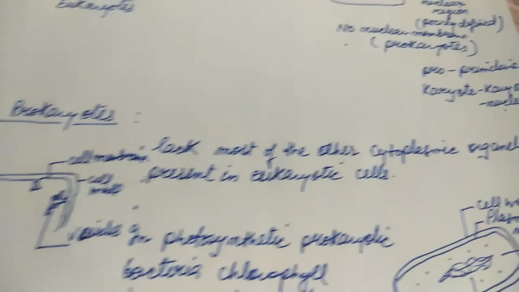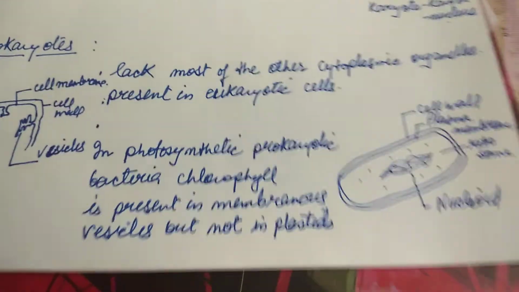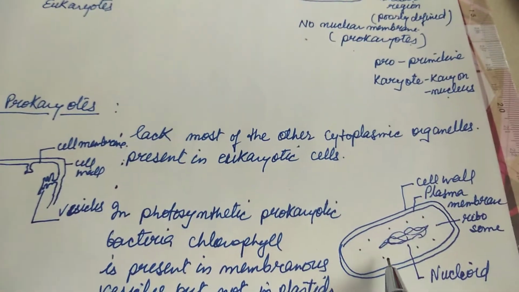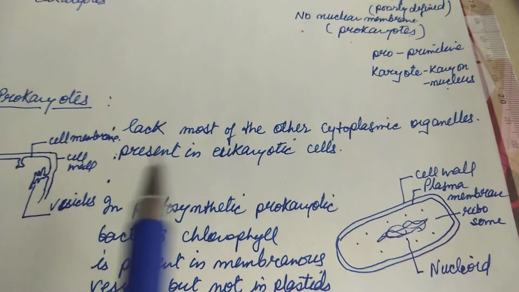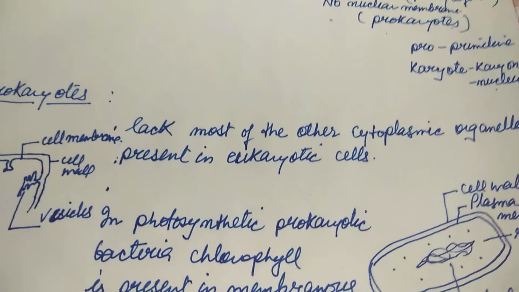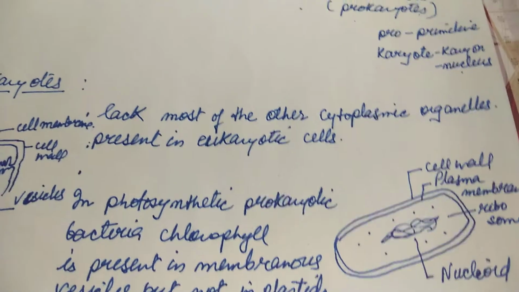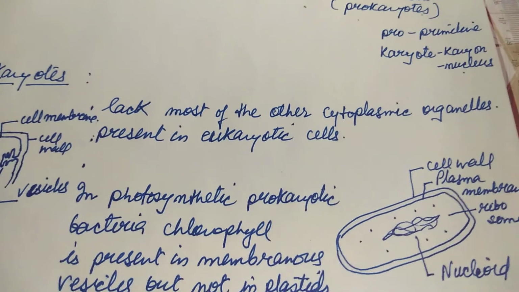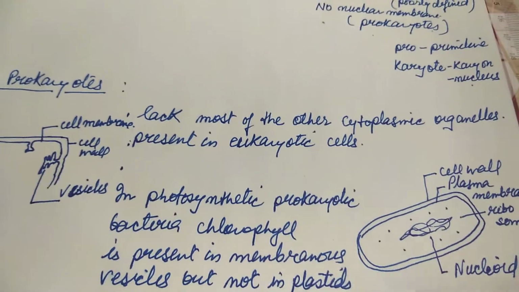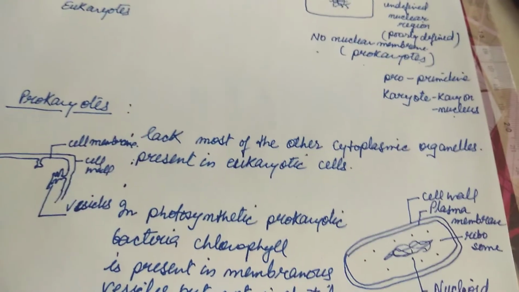If we study a little bit more about these prokaryotes, they lack most of the other cytoplasmic organelles, like those that are membrane-bound organelles. Those that are present in eukaryotes are absent in prokaryotes. So no membrane-bound organelles are present in prokaryotes. Mitochondria and chloroplasts are all absent. Even the nucleus is not surrounded by a membrane. We don't call it a nucleus, we call it a nucleoid, right?